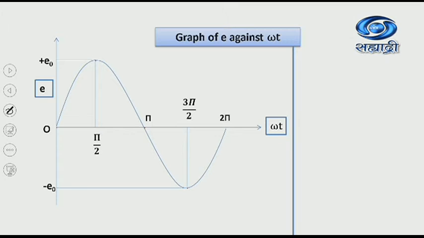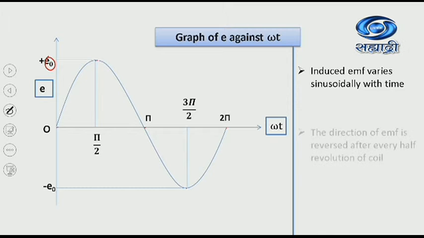So here we have to keep in mind that the minimum value of EMF is 0 when the phase is 0, pi or 2 pi. But the peak value of EMF is E naught when the phase is pi by 2 and when the phase is 3 pi by 2, but in opposite direction. So induced EMF varies sinusoidally with time. Why is the word sinusoidally used? Because the variation is like a sine function.